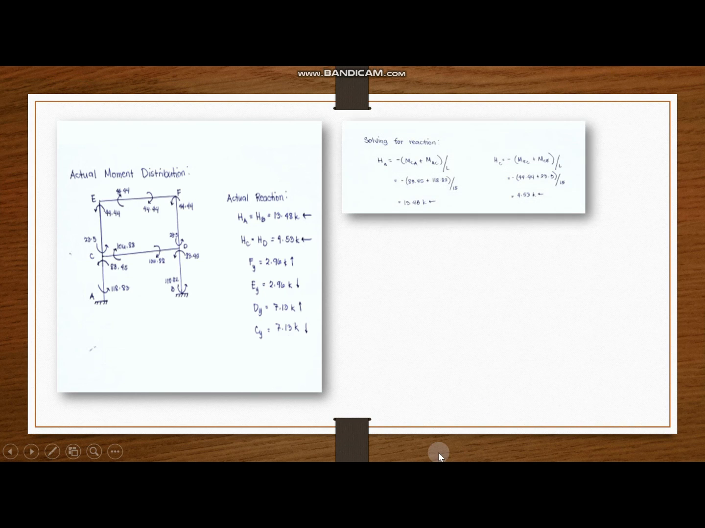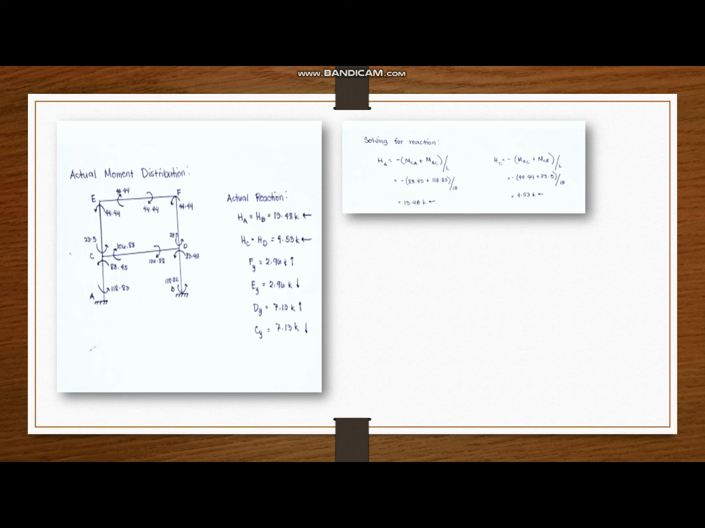Next is our solving for reactions. So, paano nakuha itong 13.48 saka 4.53? So, ito ang formula niya kung paano. HA is equal to negative times moment CA plus moment AC all over length. So, negative 83.45 plus 118.82 divided by length natin na 15. So, our HA is equal to 13.48 K to the left.